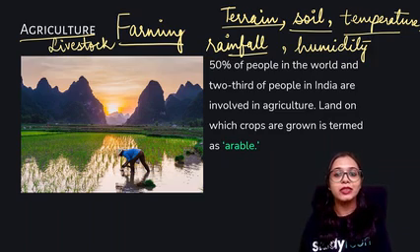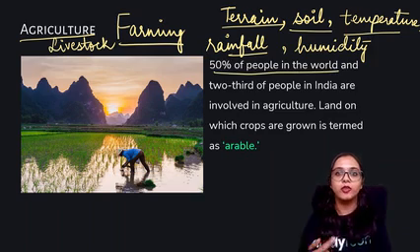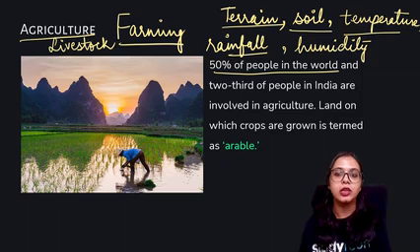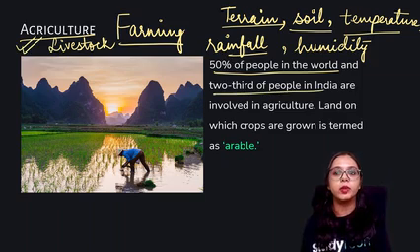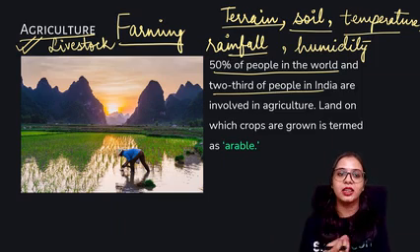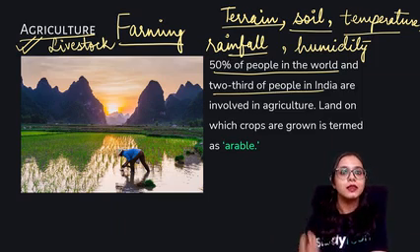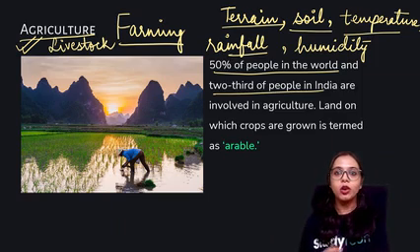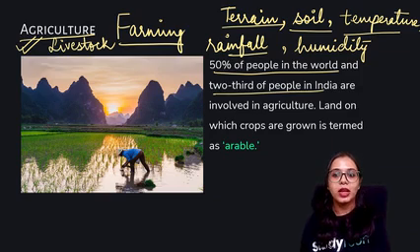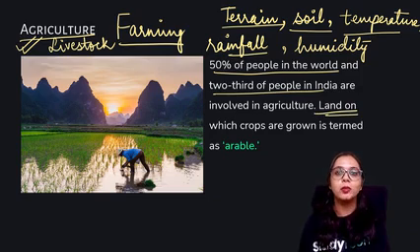Interestingly, 50% of the people in the world are involved in agriculture. And in India, agriculture is the major source of occupation or trade, because two-thirds of the people in India are involved in agriculture. So agriculture is a science, a system where farming as well as the rearing and breeding of livestock are all involved.